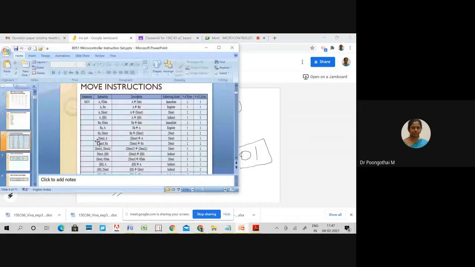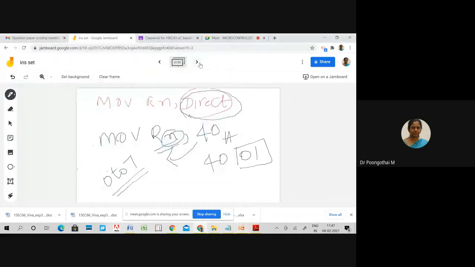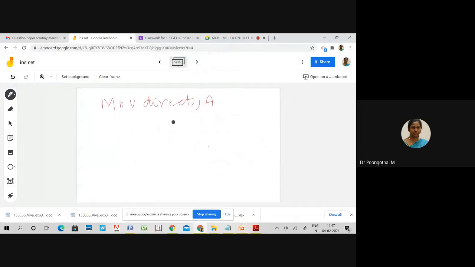So the next one is MOV direct, A. So what is the purpose of this one? Please tell me. The content in the accumulator will be moved to the specified location. What is the meaning of the word direct? Direct means internal RAM address. So this address is an 8-bit address. So the size of the address is 8-bit. Please note it down. It is not 16-bit. It is an 8-bit address.